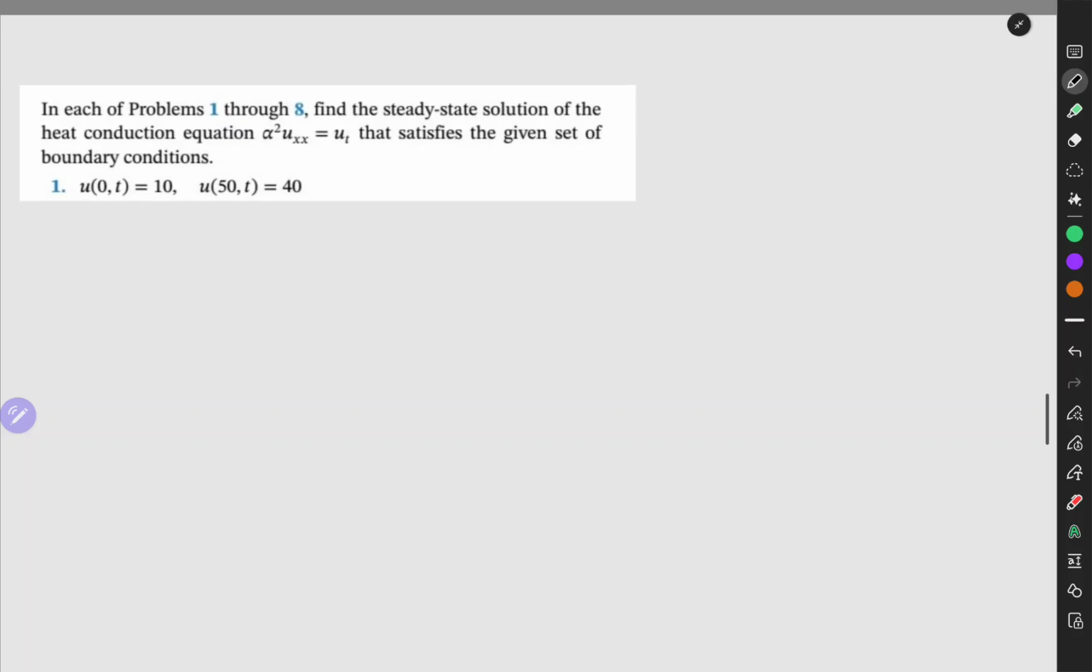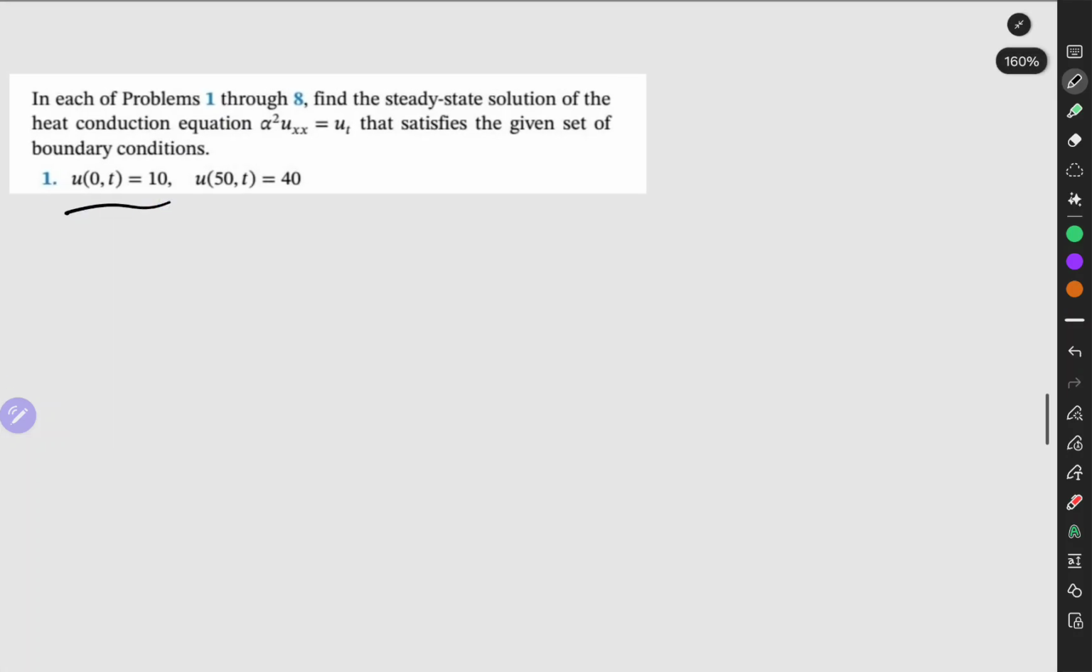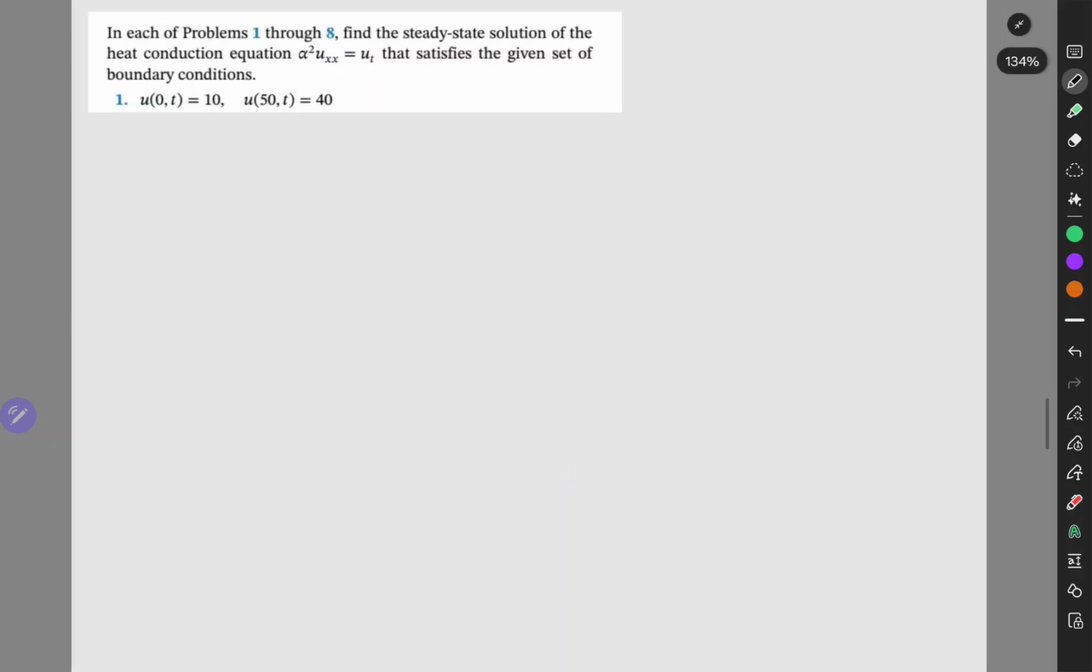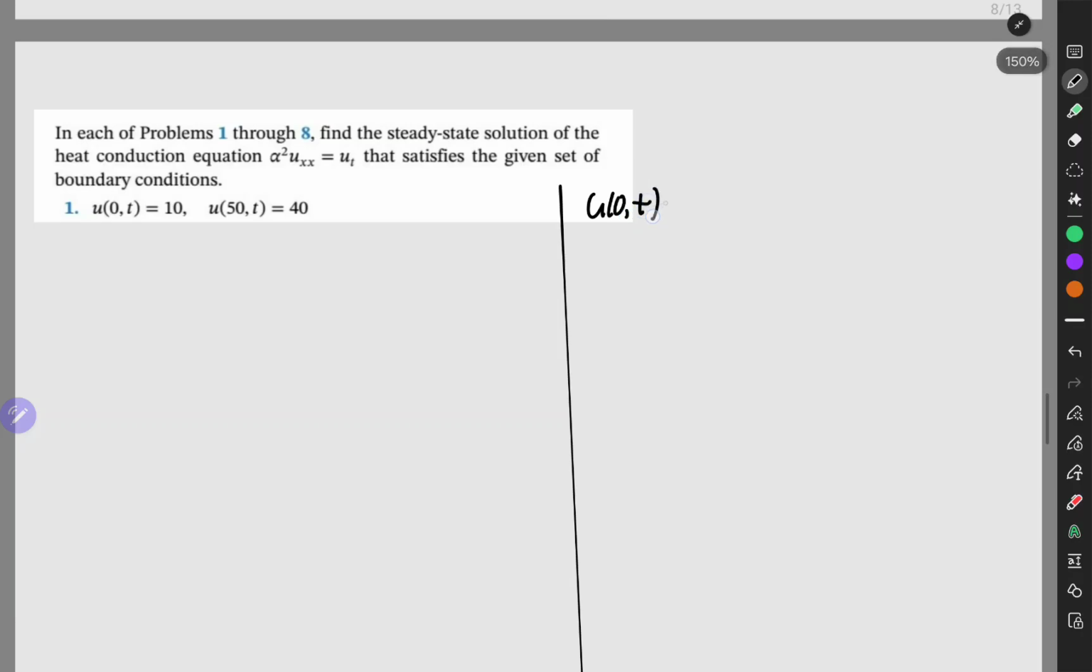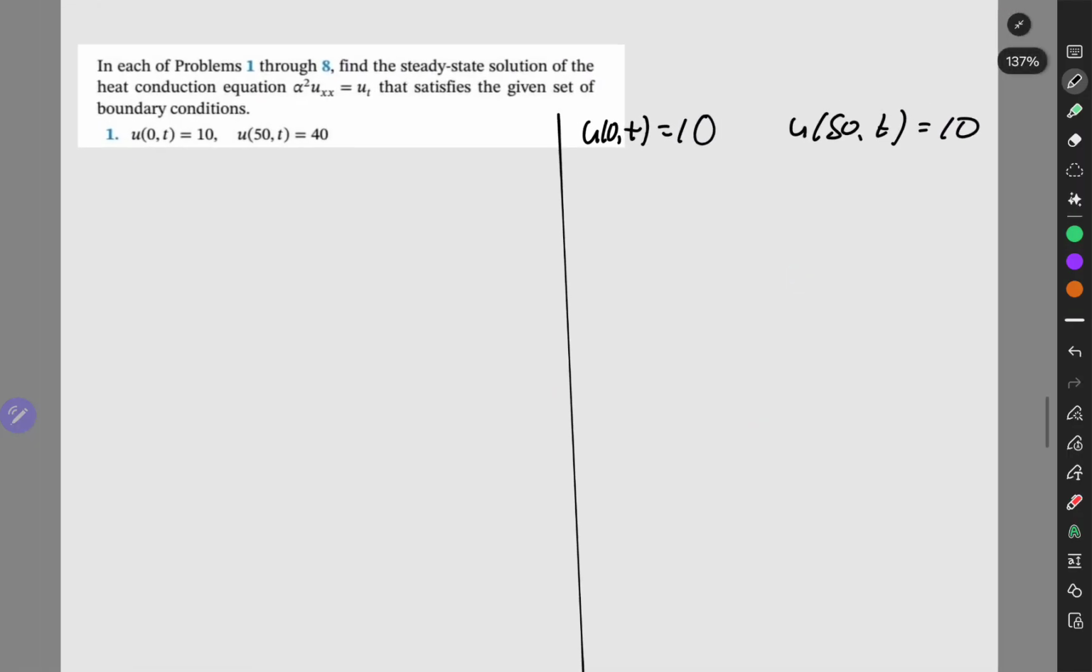Because what if we have a problem where one end is a different temperature than the other end? What if they were the same temperature? We can test that out. We'll do both. Let's do it for this case, and let's also do it for that case. Let's see what happens. Let's see if the change in temperature on the ends affects the steady state solution.